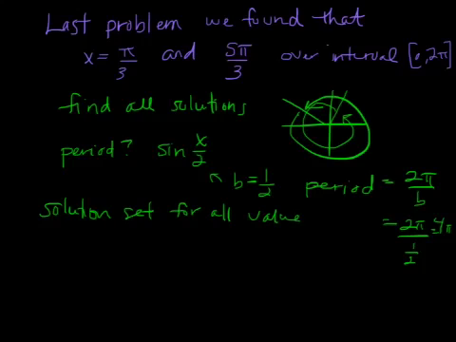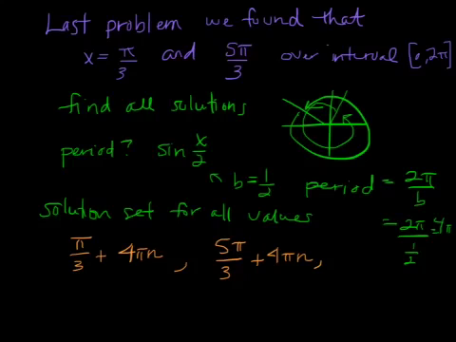All right, so in this case, our solution set for all values, we would have pi over 3 plus the period, so 4 pi times n, and also 5 pi over 3 plus 4 pi n, where n is any integer.